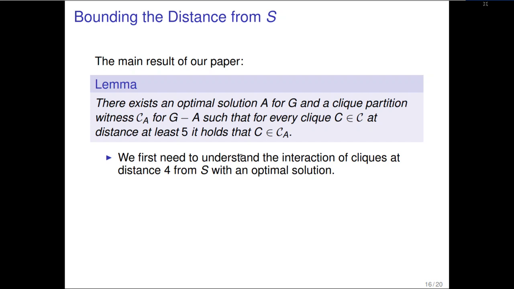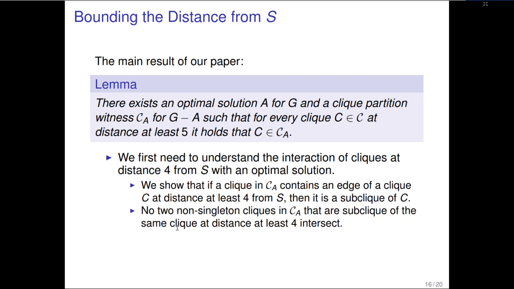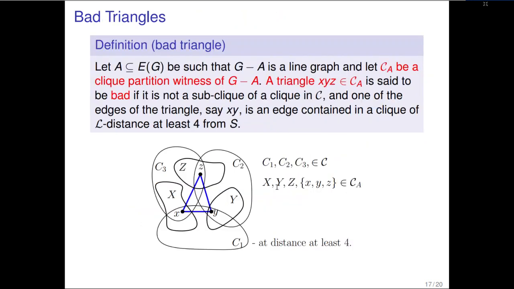Okay, so the first step is to understand the interaction of distance 4 cliques with an optimal solution. And there are 2 things that we need to understand. First, a clique in a solution, or in the witness for a solution, that intersects clique C in an edge has to be actually a subclique of C. This is the first thing that we show. And the second, that no 2 non-singleton cliques in CA that are subcliques of the same clique at distance at least 4 intersect. Okay, so let's first take a look at the first part.